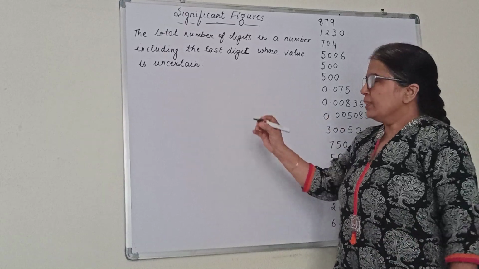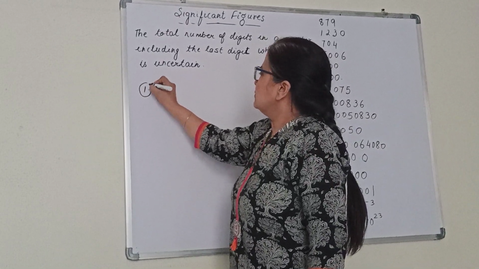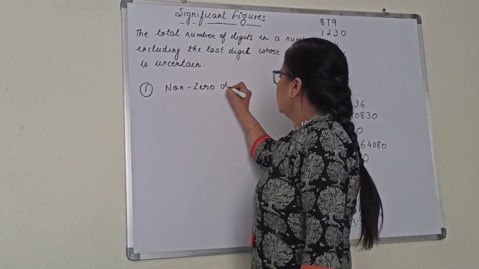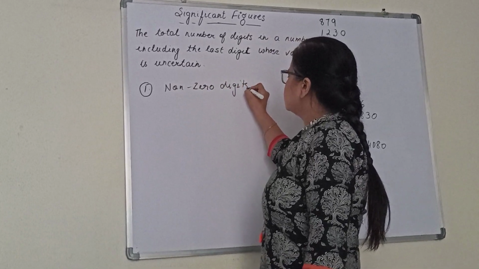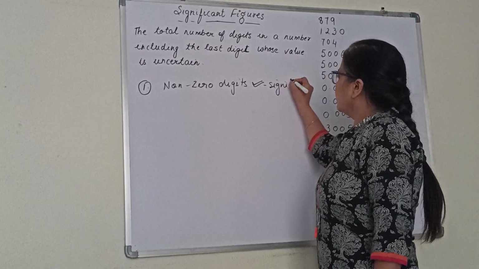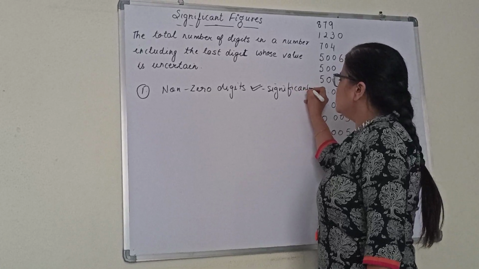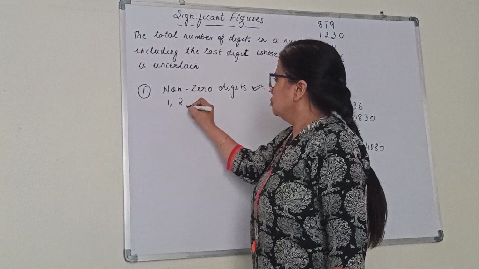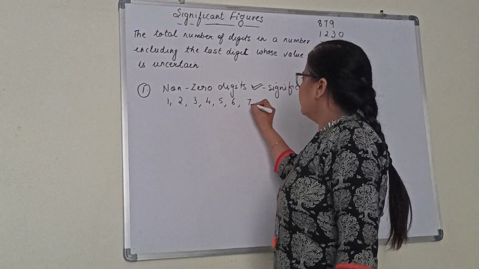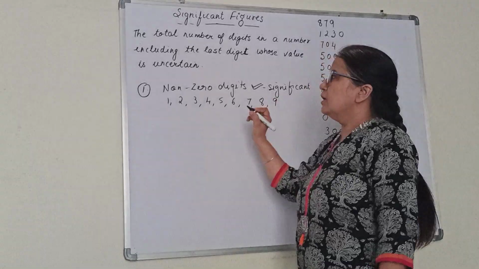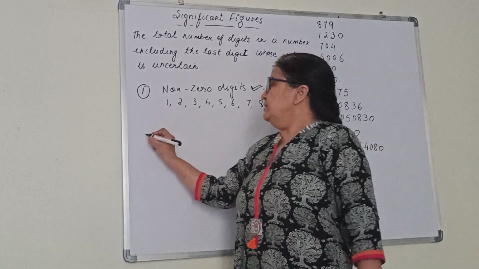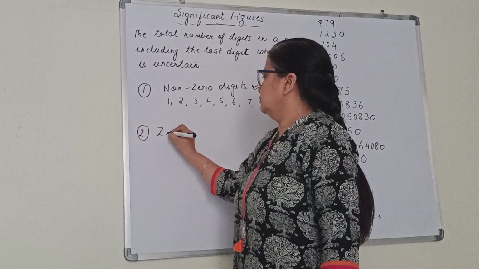Let us see first. The first rule is all non-zero digits. Non-zero digits are all significant. All non-zero, that means 1, 2, 3, 4, 5, 6, 7, 8, 9. These are all significant numbers. Okay. Now, let us see 0.